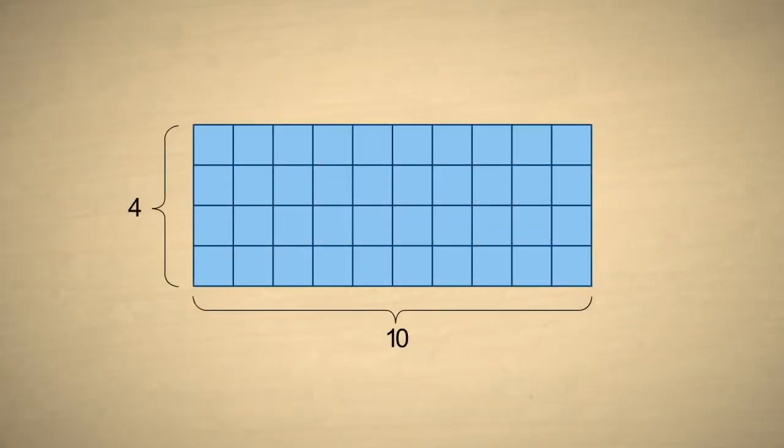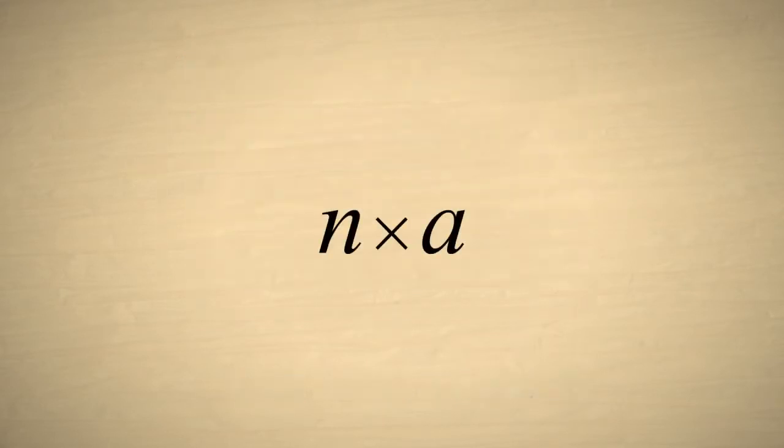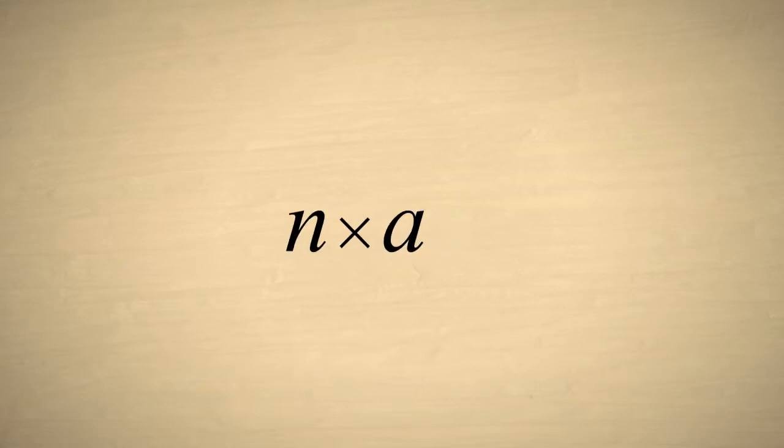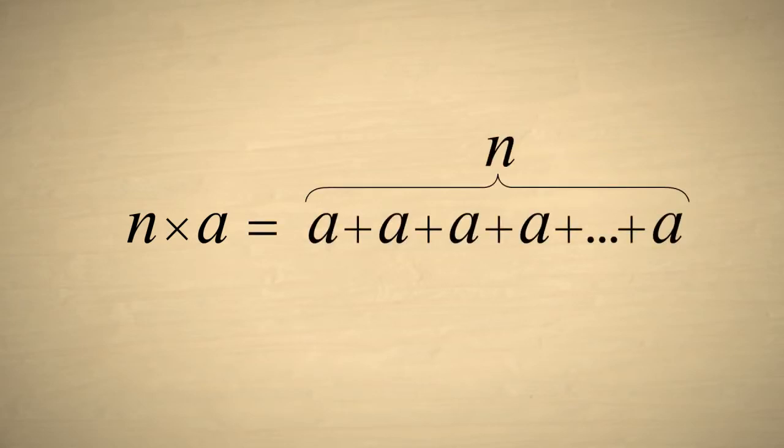We saw that multiplication is just shorthand for repeated addition. For example, multiplying 4 times 10 is the same as adding 4 tens together. Let's state this in a more general way. If we let the letter n represent any integer and a represent any number, we can say that n times a is the same as adding n a's together.